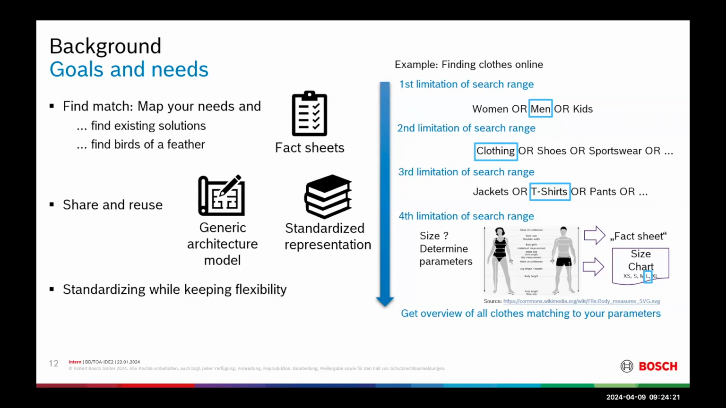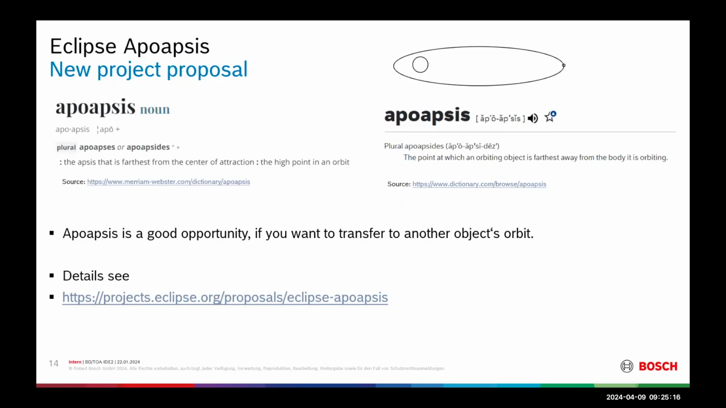And for this matchmaking, I found a good example in online shopping. When I need a T-shirt or something like that, I have to first filter: am I a woman, man, or do I need something for my kids? Then next, clothing, sportswear, shoes. Then next, jackets, T-shirts, or pants. And then, okay, now I need to know what is my T-shirt size, right? So I need to measure my belly, my shoulders, etc., so that I can order the right thing. And based on my fact sheet, I can make this match. In case of my fact sheet, I need size L, and then I can order it. And ideally, that matches my parameters, so that you get the idea of what I want to show you later. And now Eclipse Apoapsis.